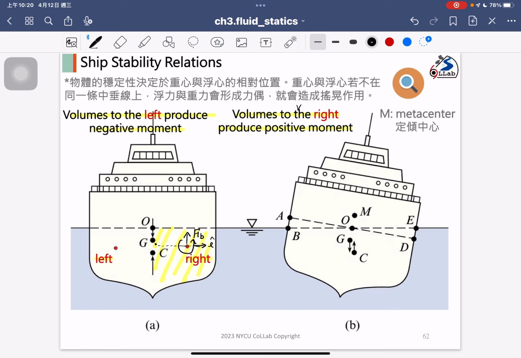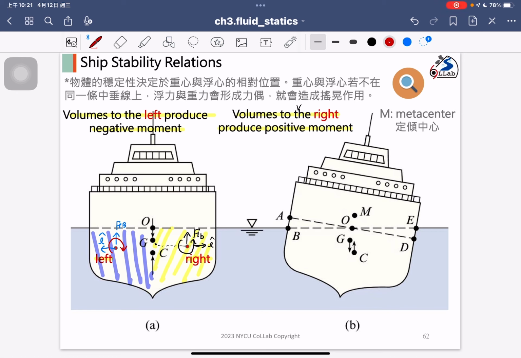And if you look at the left, we have the left region here. Again, we have the buoyant force, maybe at this location, and we have the arm direction. Using your right hand, R cross F, you will have a clockwise rotation.